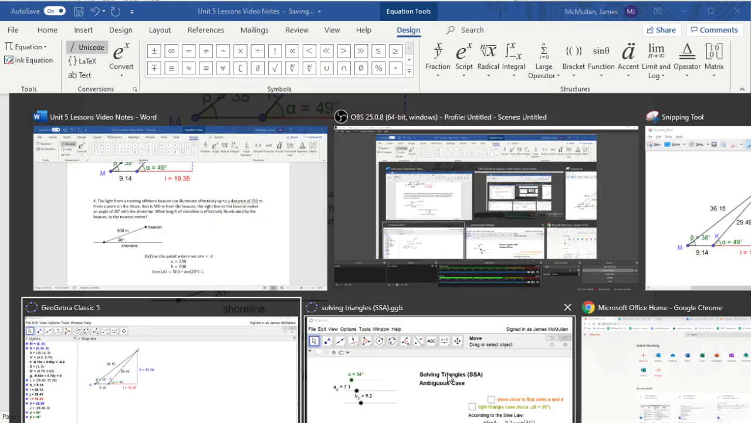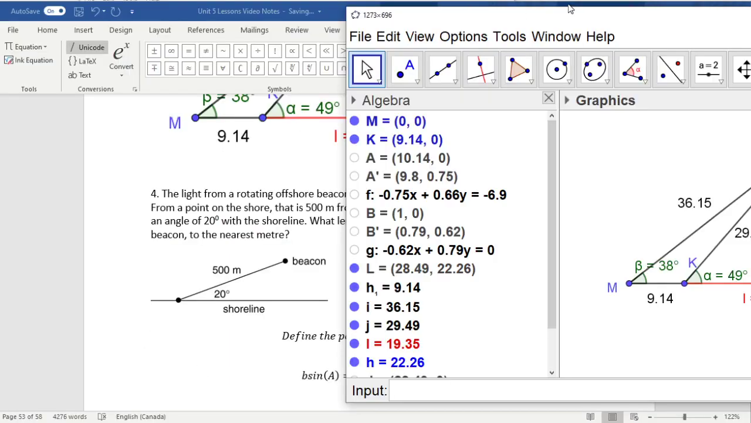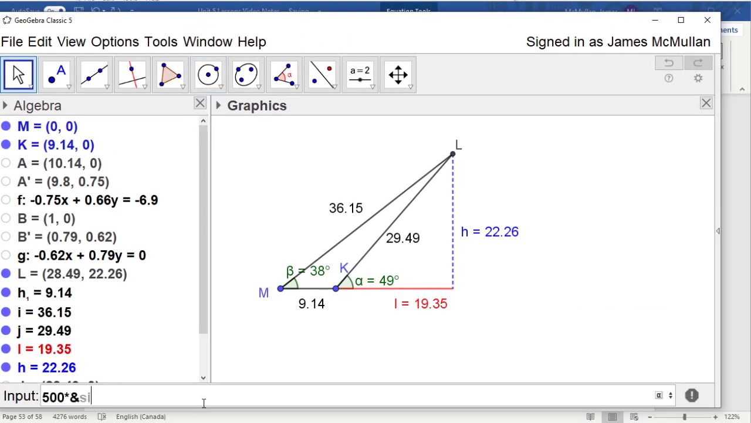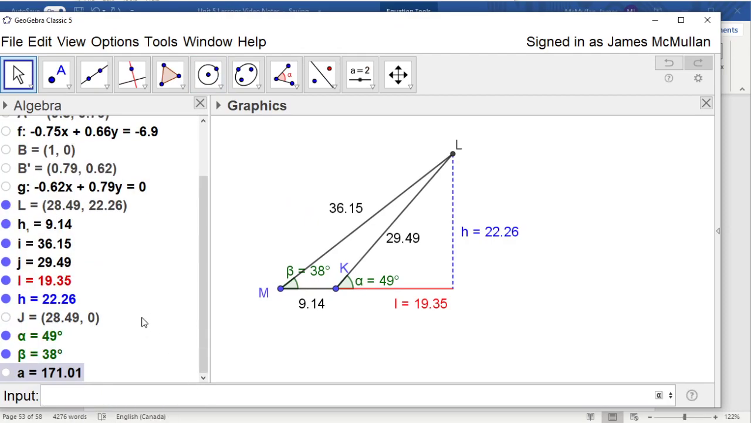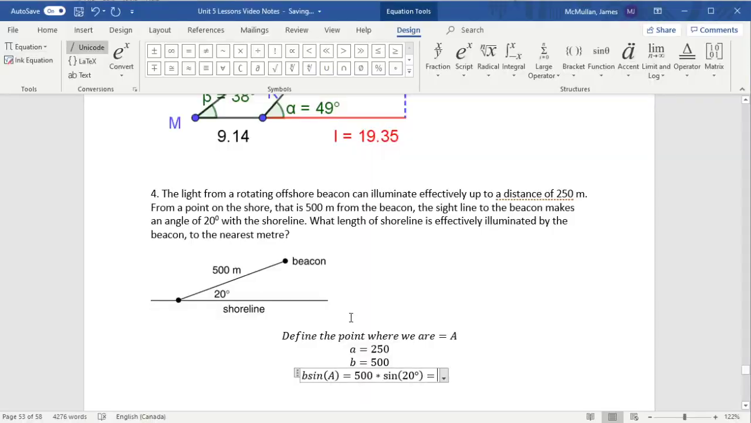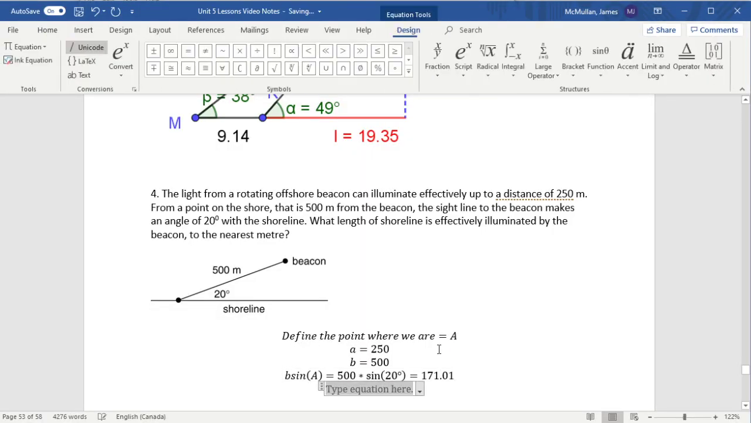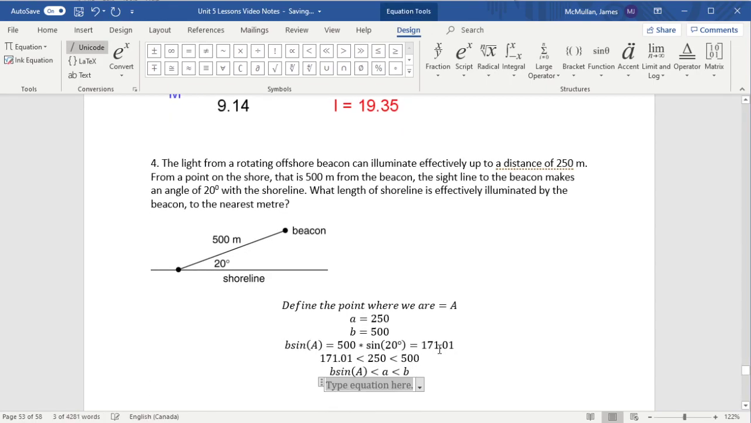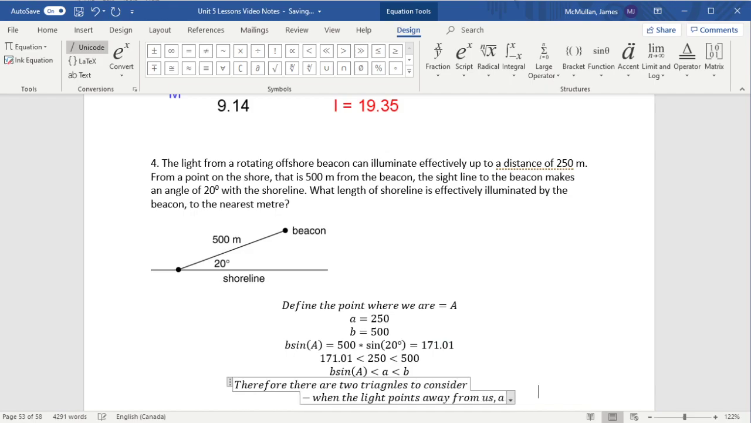which is how much? So, okay, 500 times sine 20, 171.01. Now, b sine A is less than a, which is less than b, right? So let's just write it again. b sine A is less than a, less than b. Therefore, there are 2 triangles to consider when the light points away from us and when it points towards us.